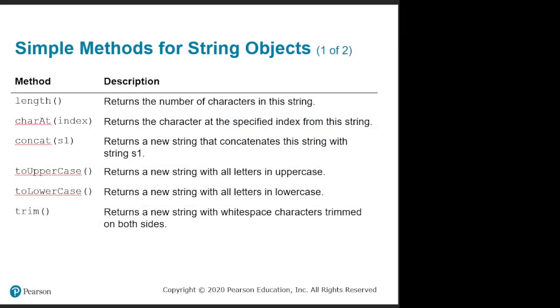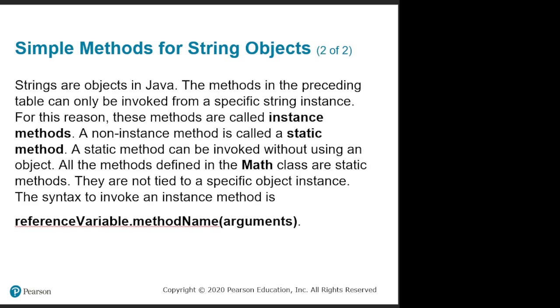So that's what these methods do on strings. They work on processing the strings, and they process them character by character. Now, strings are objects in Java, and the methods work on a particular string instance. And so these are called instance methods. A static method is what we see with the math classes. They're not tied to a specific object.